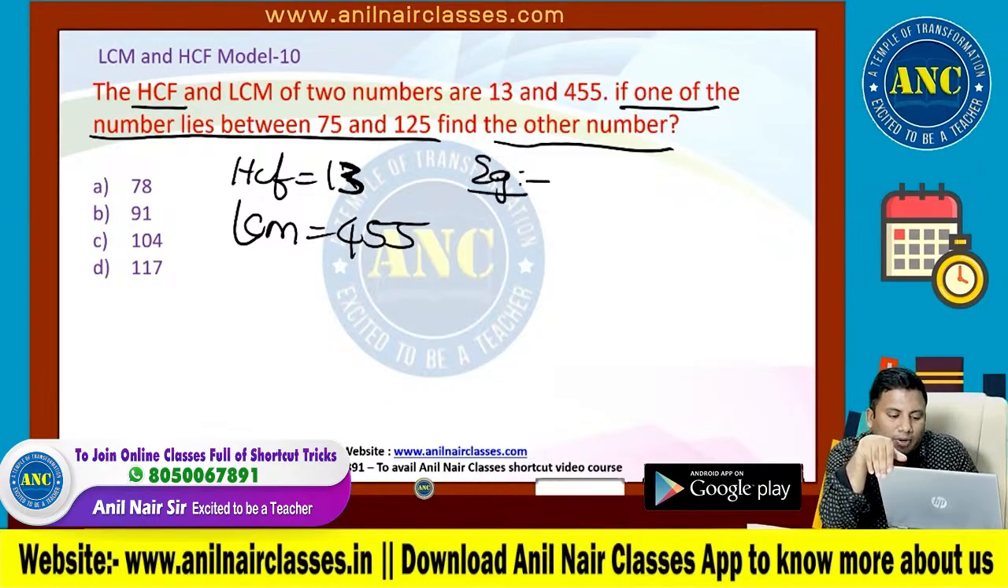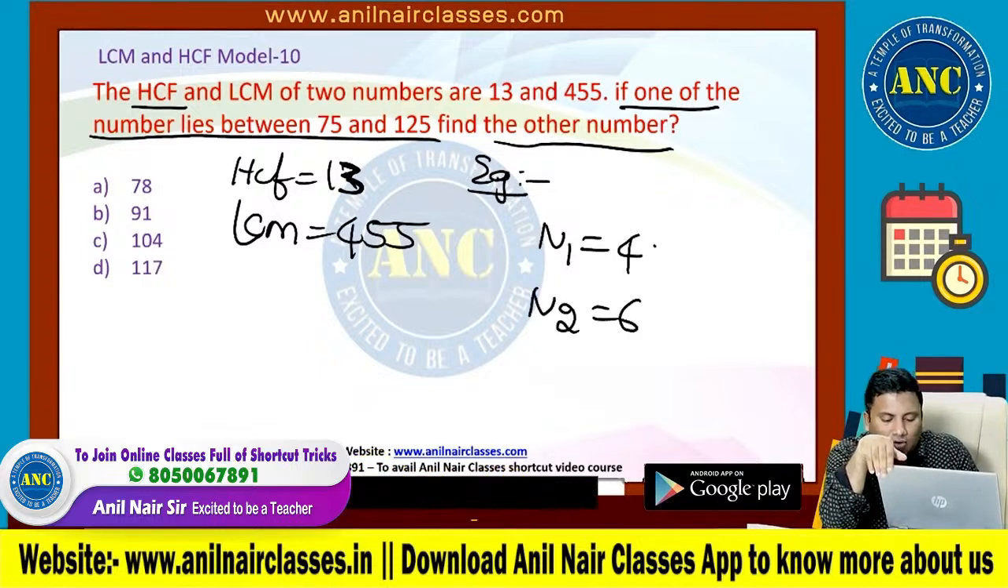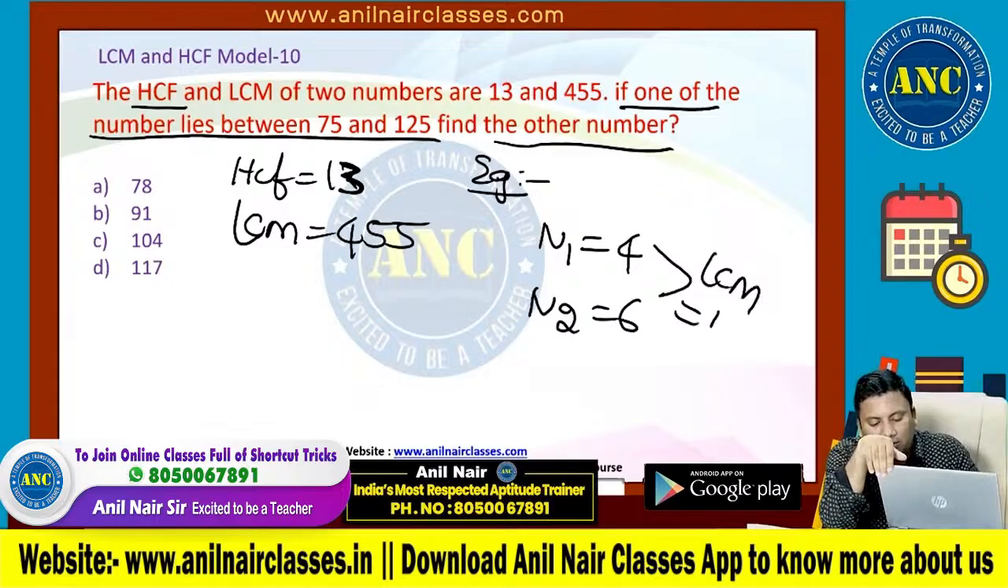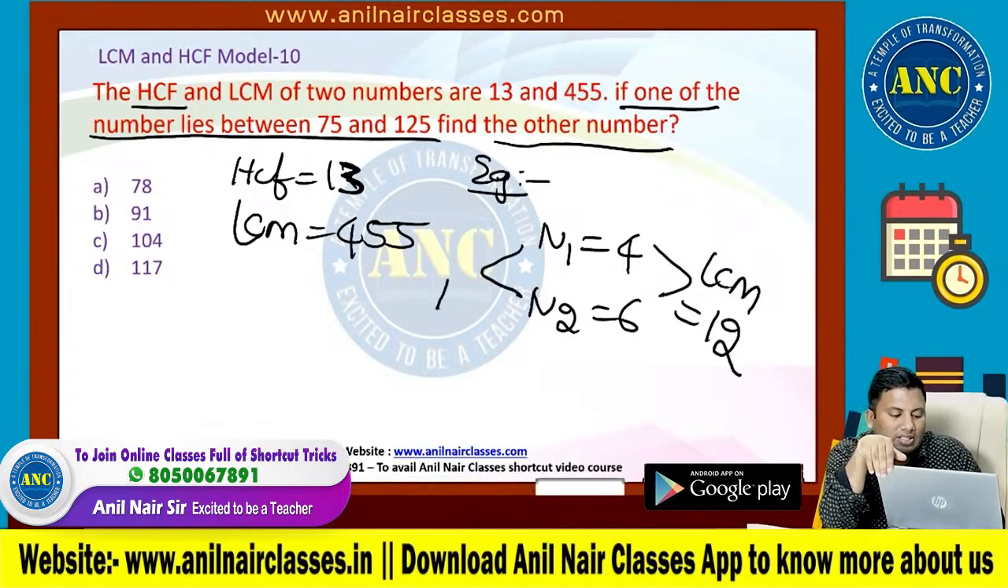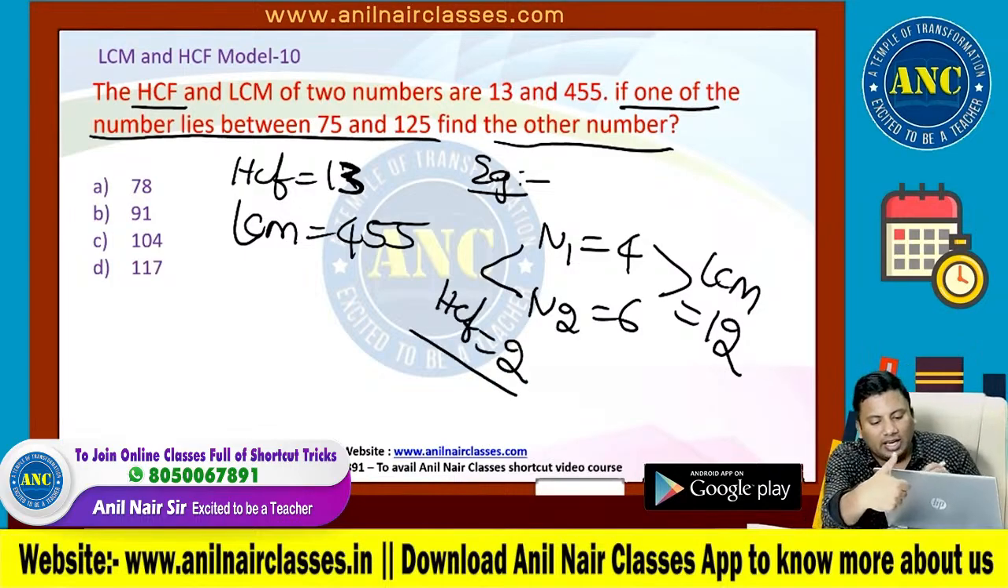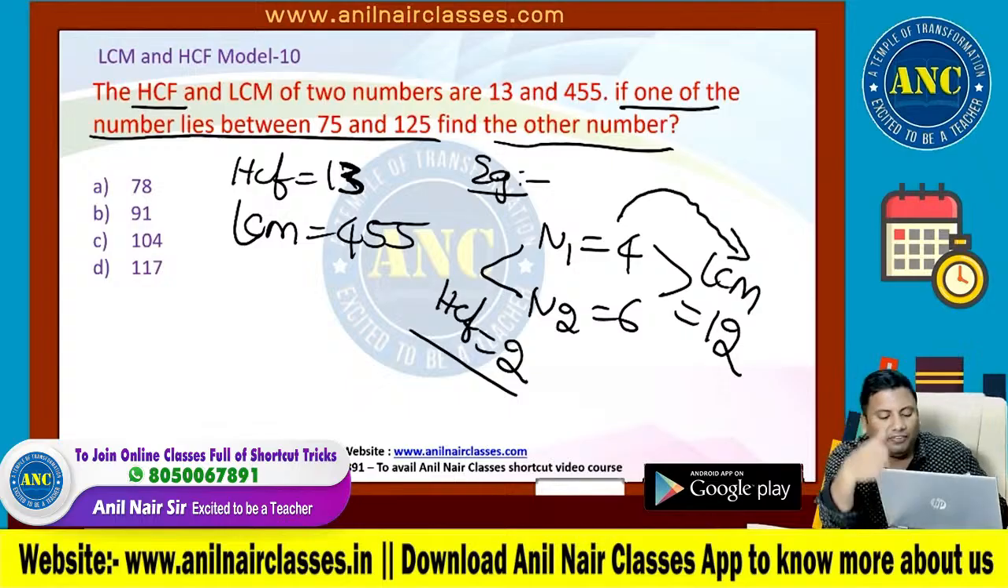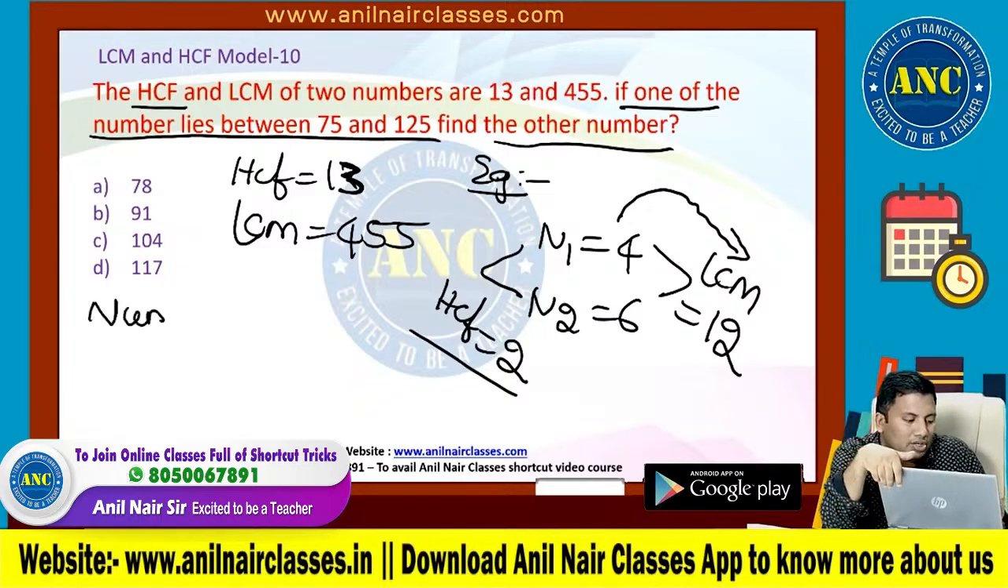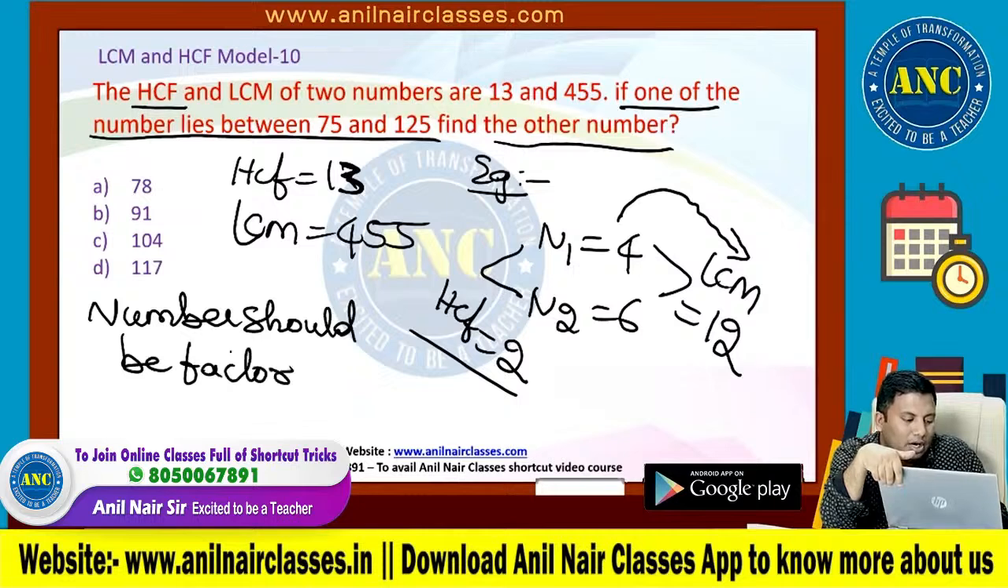See this example. If N1 is 4, N2 is 6. What is the LCM? LCM is 12. What is HCF? HCF is 2. Can I say the number is a factor of LCM? Am I right? 4 is a factor of 12. 6 is a factor of 12. Number should be a factor of LCM.